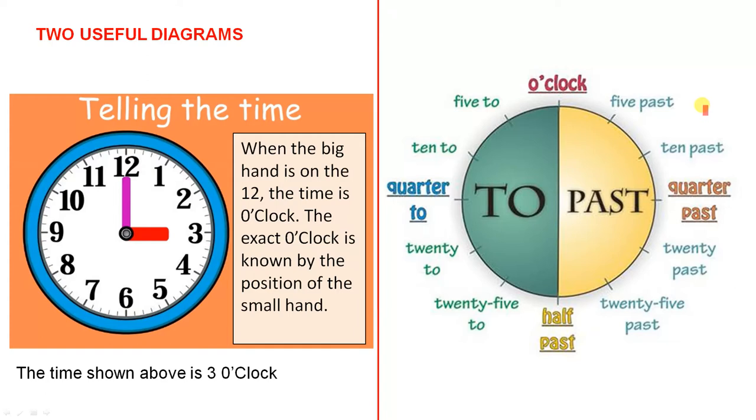Now here's a very interesting diagram, and it basically summarises everything we've done. There's the o'clock when the big hand is on the 12. When the big hand is on the 30 down here, that's half past the hour. When the big hand is on the 15, that's quarter past the hour. And when the big hand is on the 45, that's quarter to the hour. And here we have increments of 5 minutes as we go around, and that also helps us to tell the time.